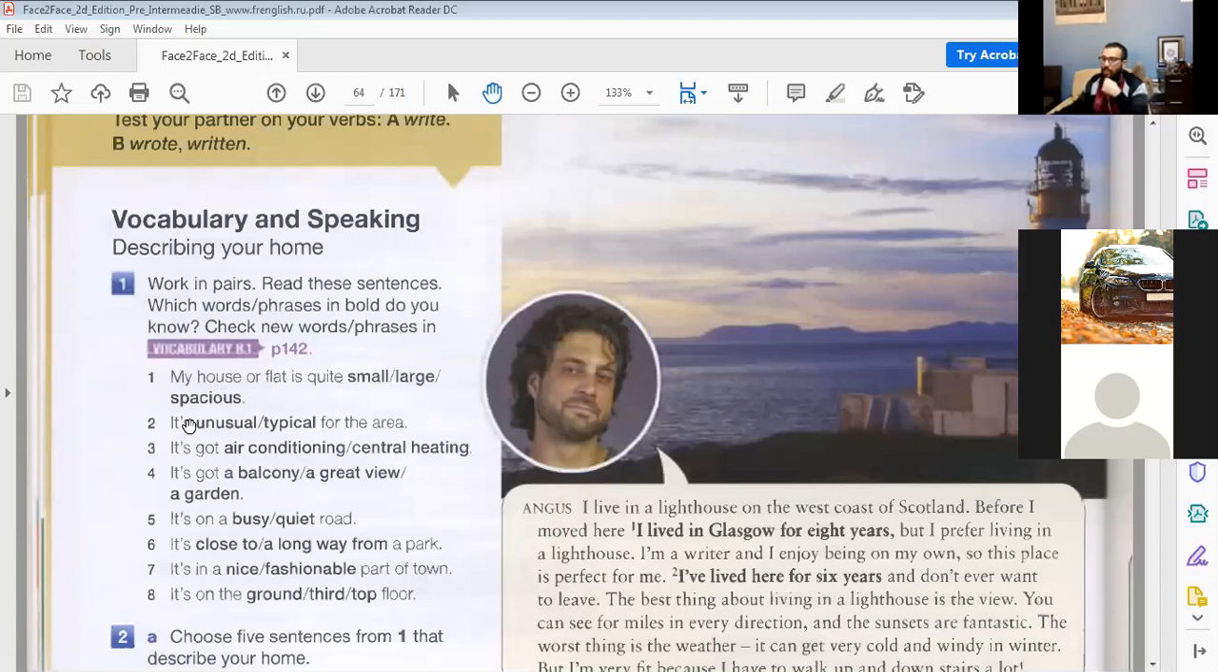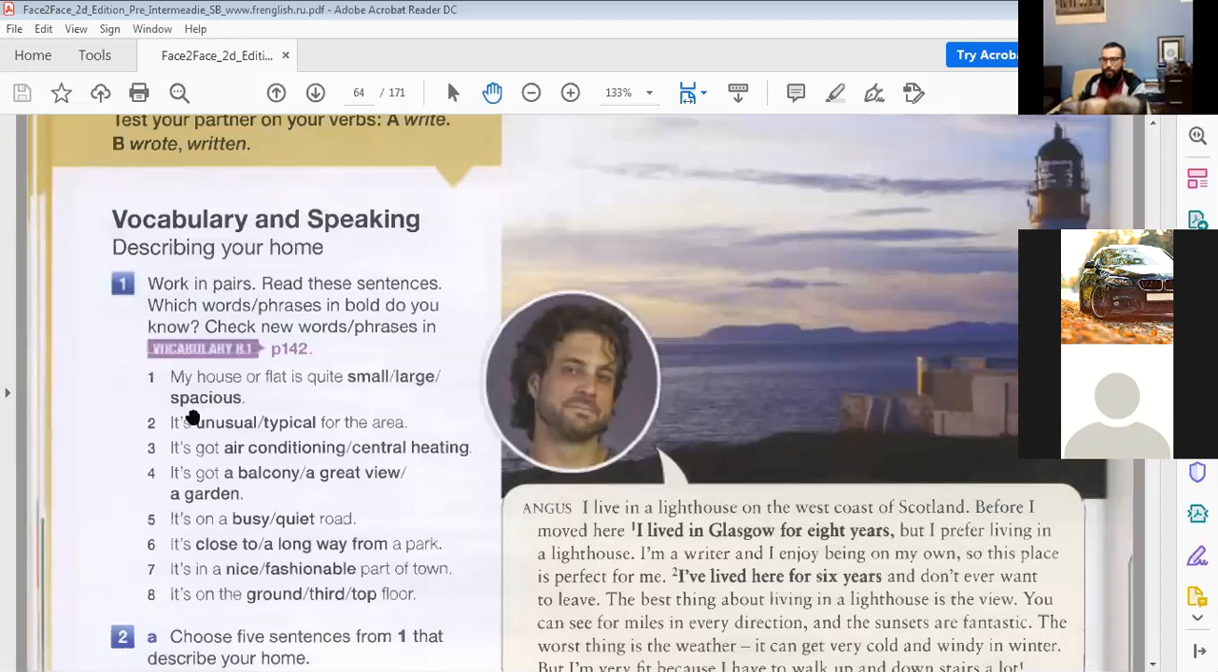Spacious is the adjective of space. So if we say something is spacious, if we say an apartment or a flat is spacious, a room is spacious, a house is spacious, this means it has lots of space. So that's correct, space. All right, what about number two?